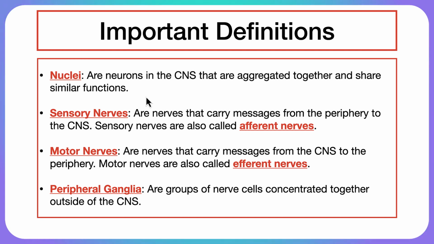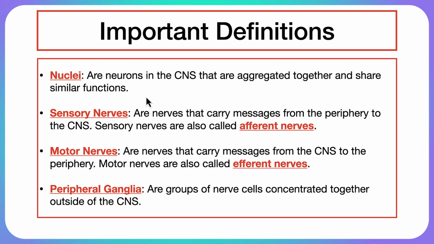The first definition is nuclei, and these are neurons in the central nervous system that are aggregated together and share similar functions. The second definition is sensory nerves. These are nerves that carry messages from the periphery to the central nervous system, and they're also called afferent nerves. The third is motor nerves. These are nerves that carry messages from the central nervous system to the periphery. Motor nerves are also called efferent nerves.